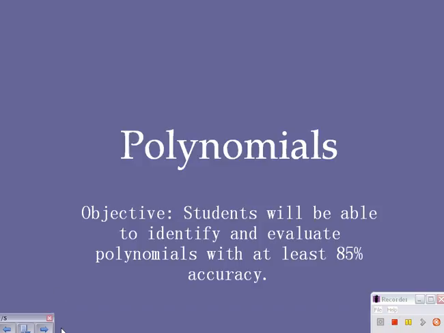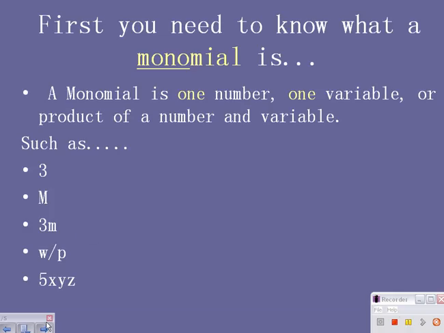Okay. Our next slide. First of all, you need to know what a monomial is. Mono meaning one. So a monomial is one number, one variable, or a product of a number and variable. Some examples are below, and I'd like you to list these on your notes.